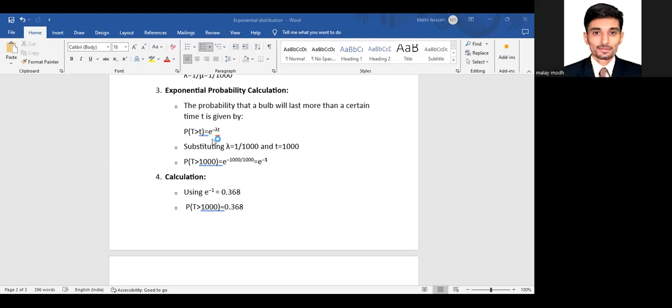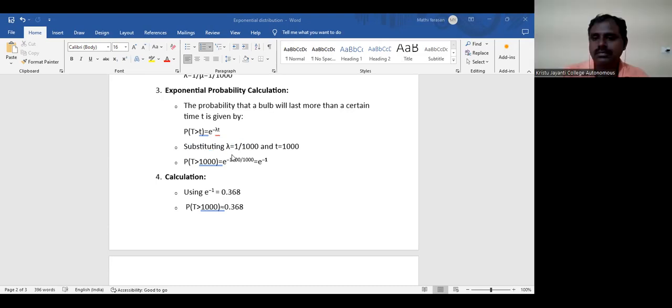Yes, sir. Totally clear. Okay. So now substitute here: lambda value is 1 by 1000 and T value is 1000. So you will get E to the power minus 1 by 1000 multiplied by 1000. So we get 1000 by 1000, which gives E to the power minus 1. This step will be clear.